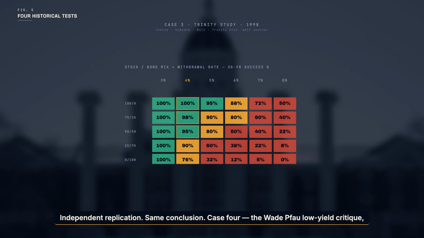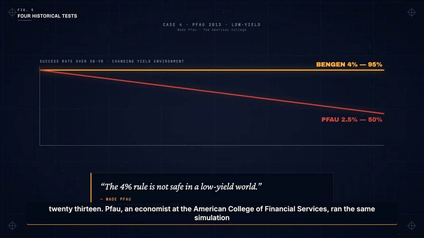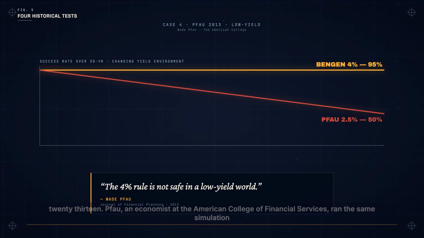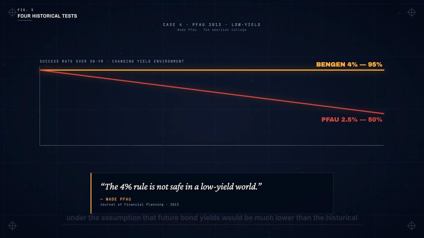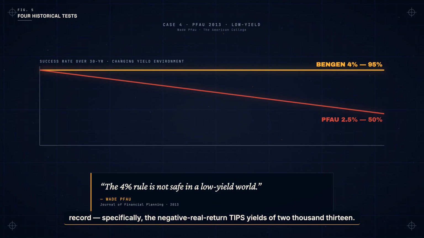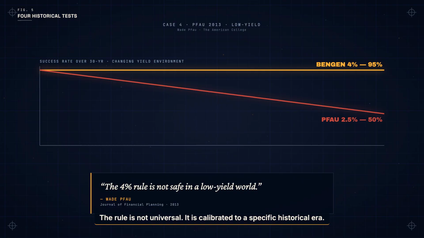Case 4. The Wade Pfau low-yield critique, 2013. Pfau, an economist at the American College of Financial Services, ran the same simulation under the assumption that future bond yields would be much lower than the historical record, specifically the negative real return TIPS yields of 2013. Under that assumption, the safe rate dropped from 4% to 2.5%. The rule is not universal. It is calibrated to a specific historical era, and the era can change.